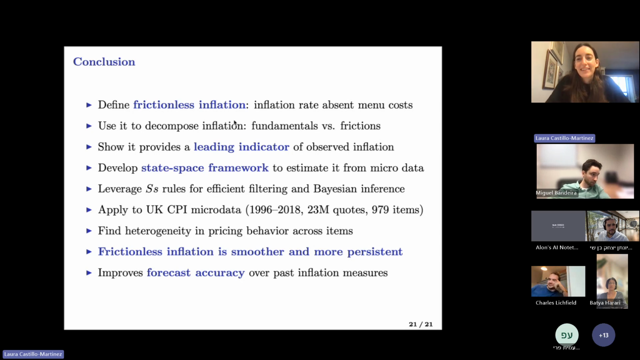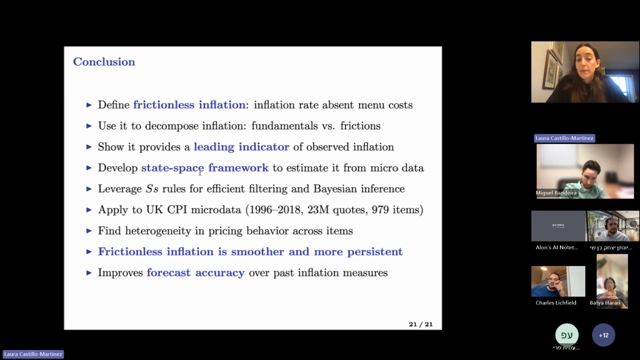Let me just be very specific. This comes up a lot in the questions, and it's a perfectly valid point. We're thinking about the inflation rate absent menu costs, so anything that can be written in terms of a fixed adjustment cost. We use that definition to decompose inflation into fundamentals and frictions. I think this historical decomposition might be interesting. We're in the weeds of getting results there. For now, we show it's a leading indicator of observed inflation. So we thought it was a good idea to try to estimate it from the data.